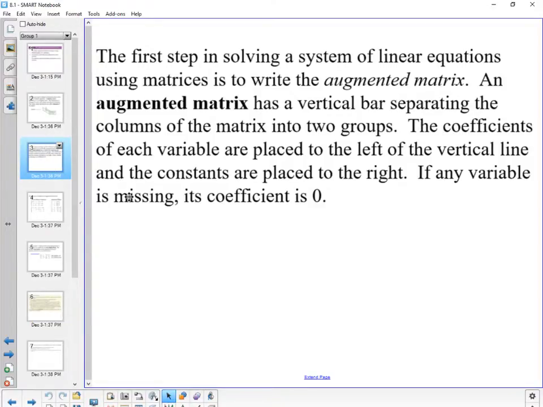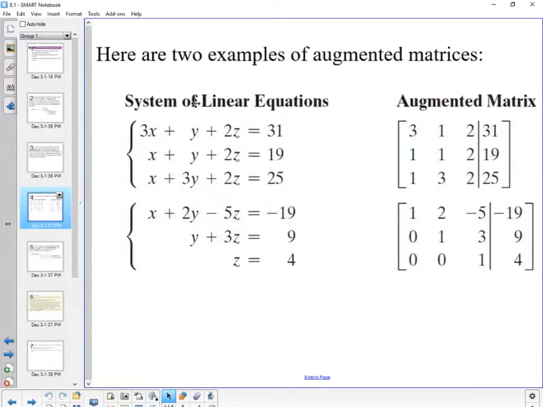Okay. So the augmented matrix has a vertical bar that simply separates the two groups. When I say the groups, we're talking about the left side of the equations versus the right side of the equations. And I'll show you what one looks like. Voila! See the system over here?